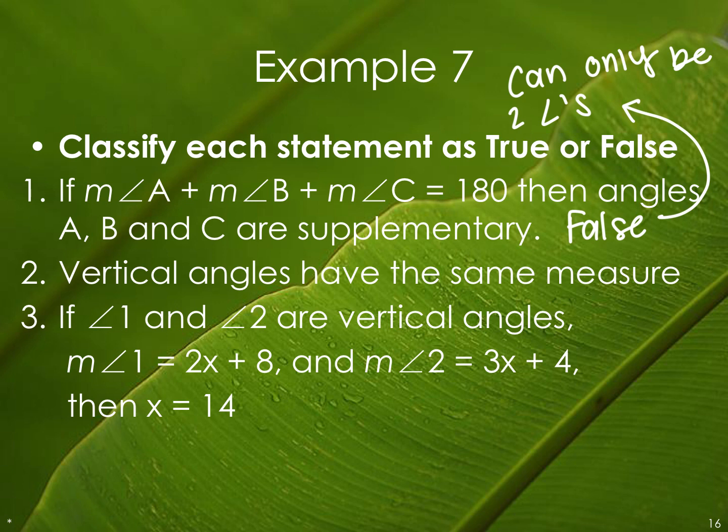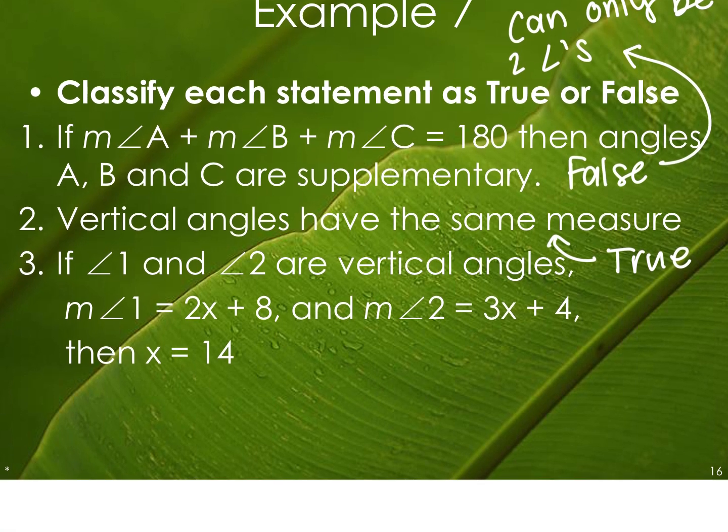Vertical angles have the same measure. Is that true or false? True. And let's look at the last one. If angle 1 and angle 2 are vertical angles, the measure of angle 1 equals 2x plus 8, and the measure of angle 2 equals 3x plus 4, then x equals 14. Is that true or false? So go ahead and solve it.